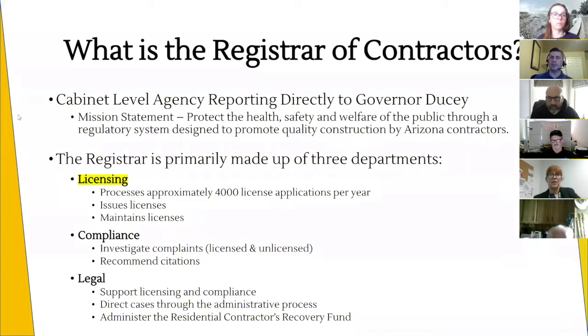Julie, I muted you when I muted everybody, so you'll just have to unmute yourself again. Okay. So we are a cabinet level agency. We report directly to the governor. The registrar is made up of 3 departments. Licensing is the department that I'm chief of. Licensing processes the 4,000 and some applications that we get every year. So licensing will review your application. We issue licenses and we maintain those licenses. Anything that you need to do after you get your license, whether it's updating an address or changing a name, we would be responsible for helping you with that.